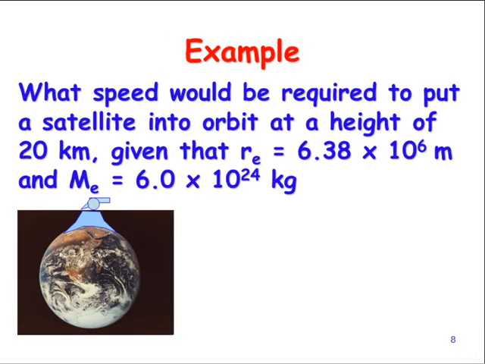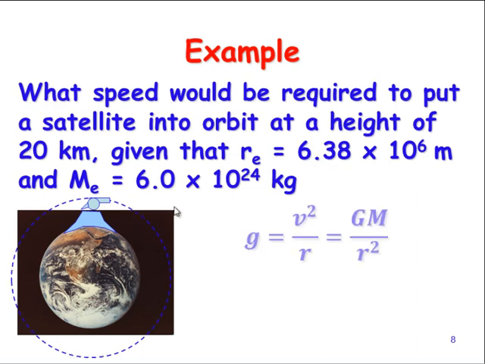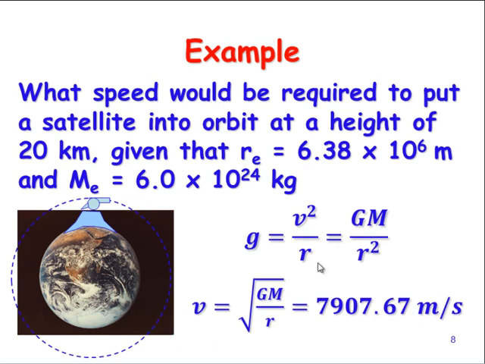So let's have a look at an example. What speed will be required to put a satellite into orbit at a height of 20 kilometres, given the radius of the Earth and the mass of the Earth? If we look at putting the object into orbit, we've got g equals v squared over r, which is equal to GM over r squared. Rearranging this equation, we multiply by r, the r's will cancel down, and we end up with v equals the square root of GM over r. Substitute in.